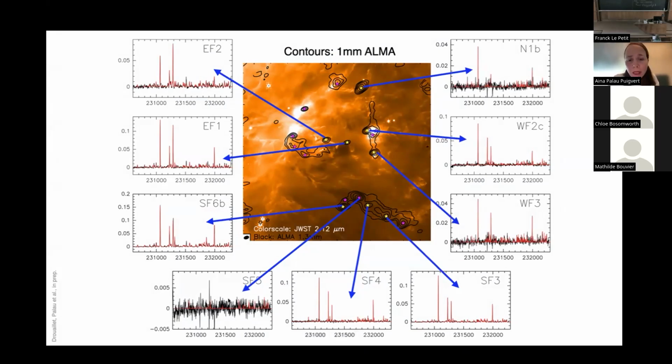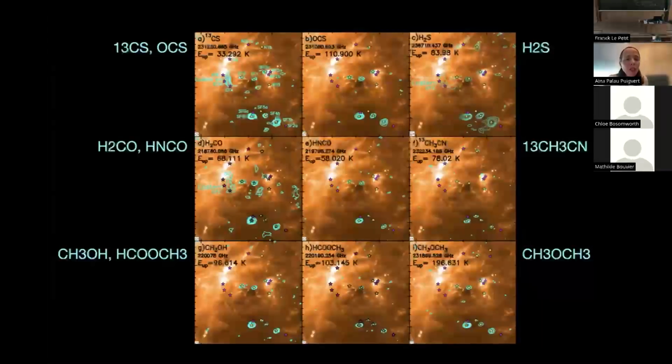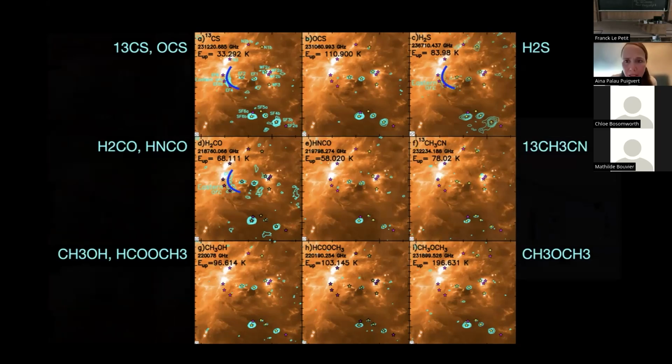This one is very marginal, but it is detected in the moment zero maps. So we could make the moment zero maps in an important number of transitions, not only these ones. And I'm showing here a summary. As you can see, in the top panels, we have more simple molecules. In the bottom panels, we have more complex molecules. And in some of the simple molecules, like 13CS, H2S, and formaldehyde, we trace an arc-shaped structure with the tip pointing towards the east, as you can see in these images.